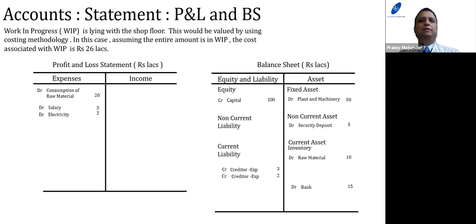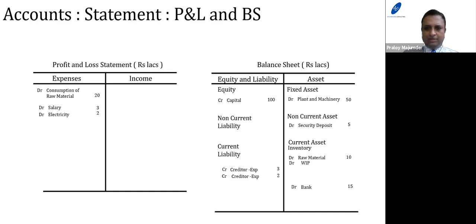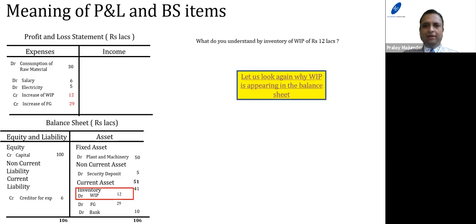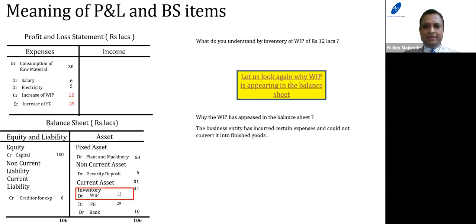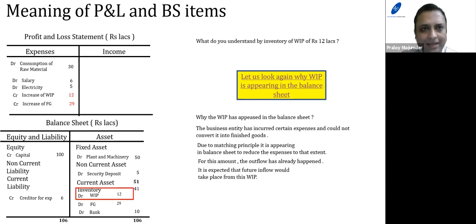Now let us look at it. Now WIP 25 lakhs. So this is the 25 lakhs WIP, increase in WIP. Now if you look at it, what does this WIP mean? It is on account of expenses. That means the business entity has incurred certain expenses but could not convert them into finished goods. Now, due to the matching principle in the balance sheet, to reduce the expenses to that extent, for this amount, already the outflow has happened. It is expected that the future inflow will take place from WIP.